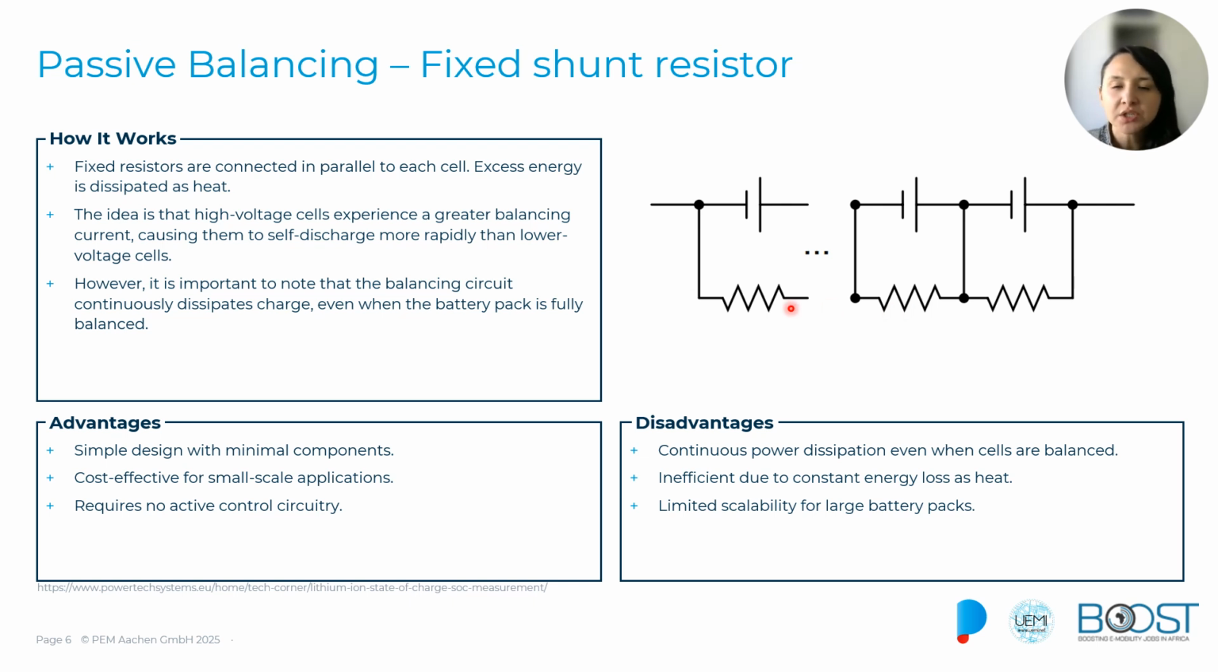When we reach the balancing condition, the excess of energy will be dissipated through these resistors as heat, which allows the cells that have the higher voltages to burn that energy. The idea here is that, based on Ohm's law, the higher voltage cells will experience greater balancing current because the current is equal to the voltage divided by the resistance, and this will cause them to self-discharge more rapidly than those that have lower voltages.